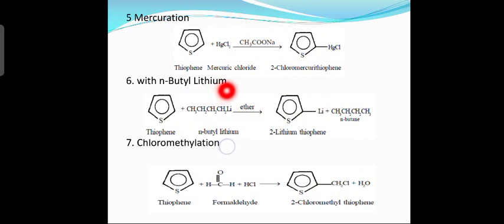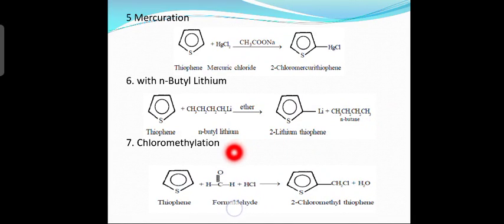Reaction with normal butyl lithium. Thiophene reacts with normal butyl lithium in the presence of ether solvent to give 2-lithium thiophene. This bond will break here, and from here H will combine here, giving what? Normal butane, CH3, CH2, CH2, CH3. So you get normal butane.